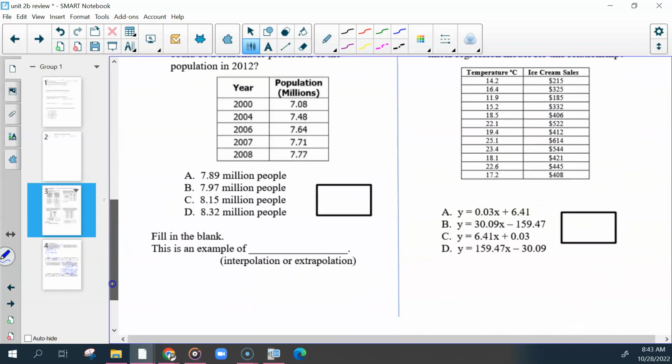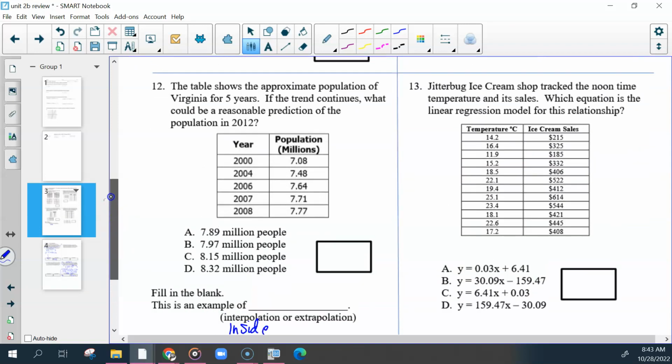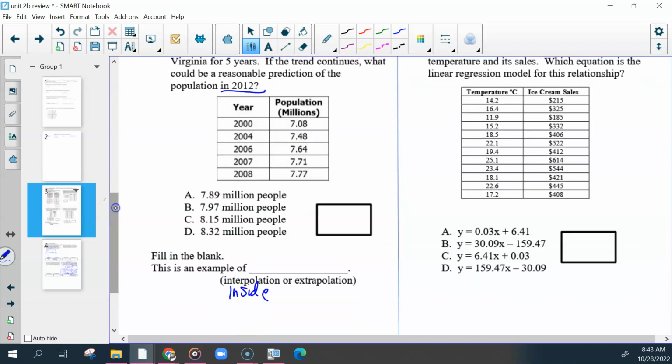Interpolation is, does it fall within the data? So whatever the question is asking, does 2012 fall inside of this data or outside of this data? 2012 is not a part of this data, so that would be extrapolation, outside. That's all it's asking.